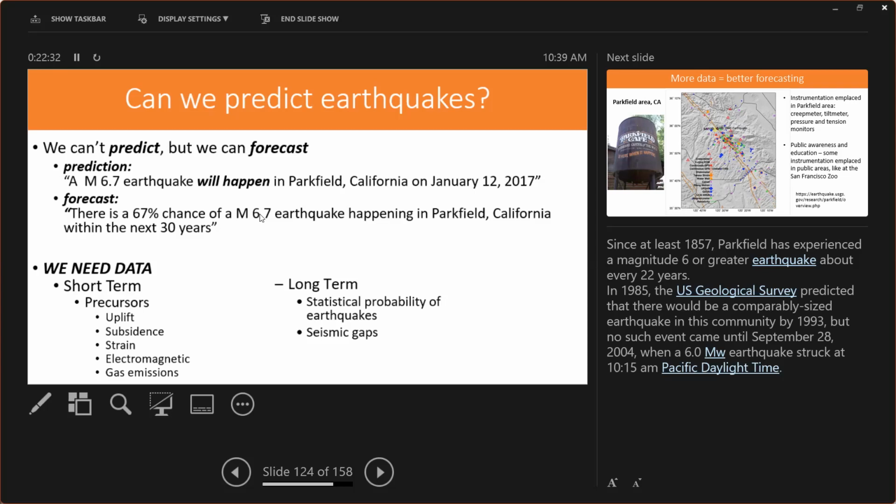For long-term, that's where we're getting into more of the math, more statistics, to see what kind of probability we have of different earthquakes. Also, we have seismic gaps, which are areas of little to no seismic activity, which may change into more active seismic areas.